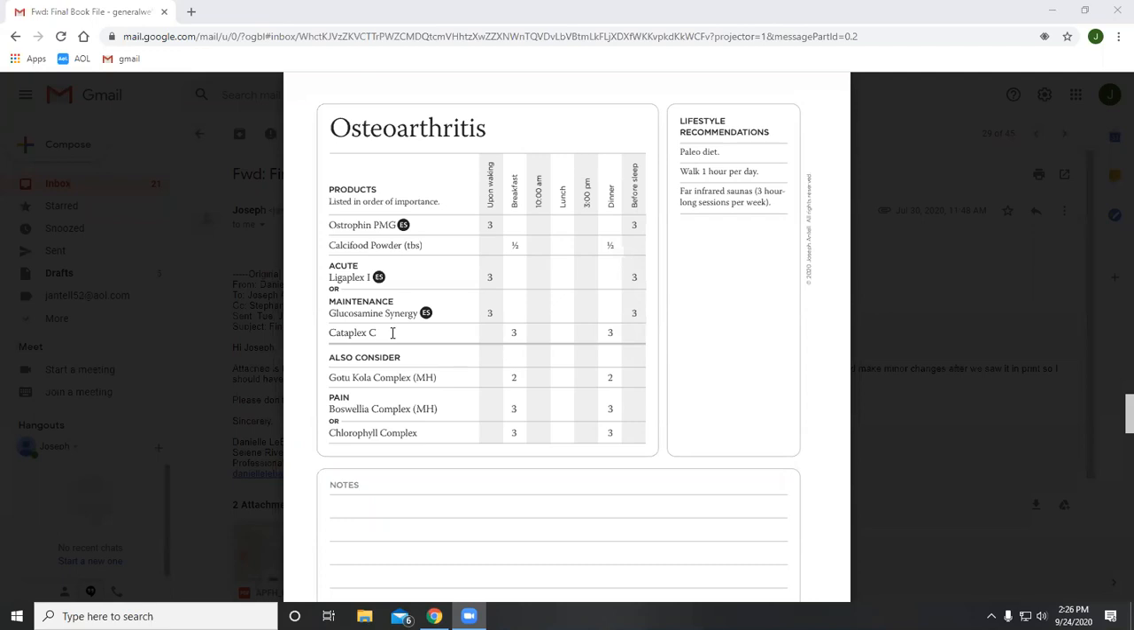Now, as far as a maintenance, maybe later on, maybe. And it's got Cal-Ammo for acidifying the joint, Cataplex G, Ostrophin, only 20% Ostrophin. You're never going to do it with that. It's got some Phosfood and Beta-Col.